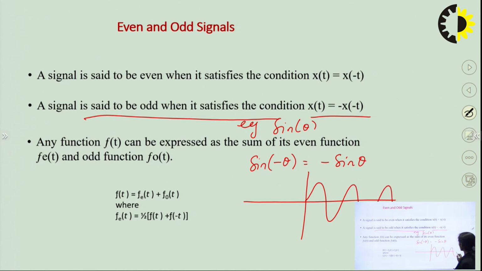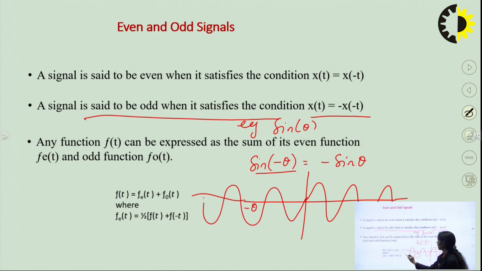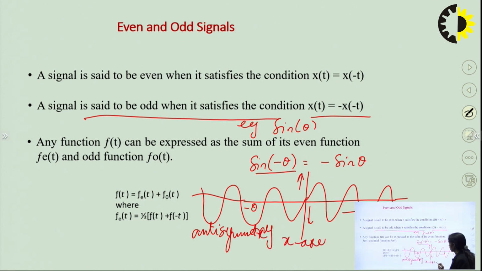Sine theta is drawn like this. And if I plot sine of minus theta, I get the signal like this in the negative theta axis, and it can be drawn like this. So I can say here I am getting the anti-symmetry along the x-axis. So this is said to be an odd signal.